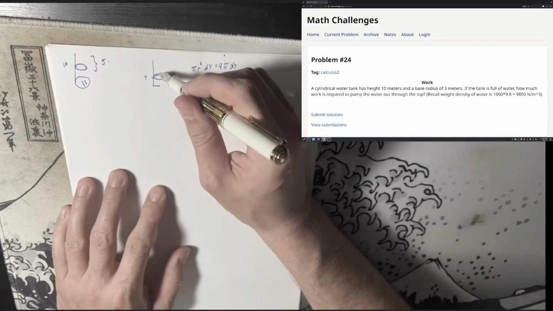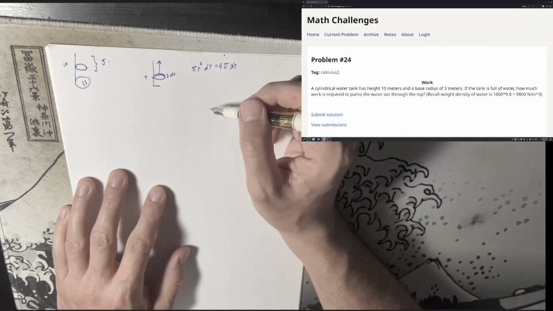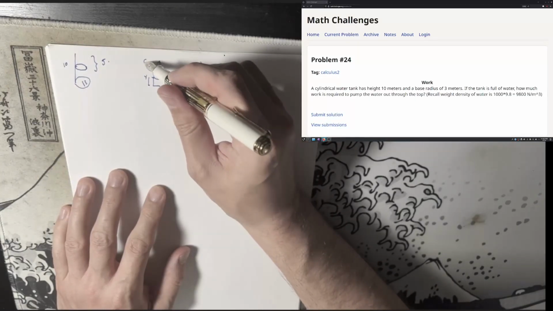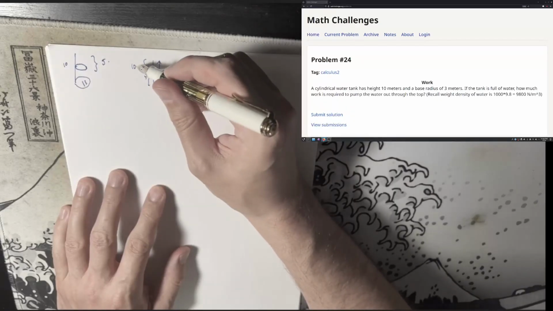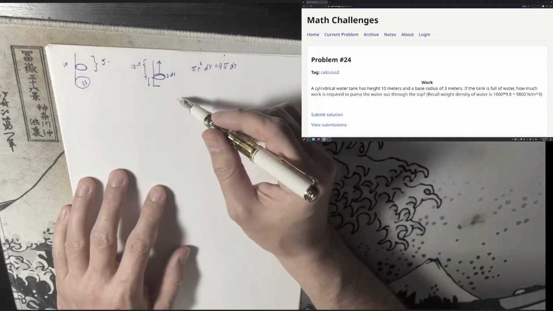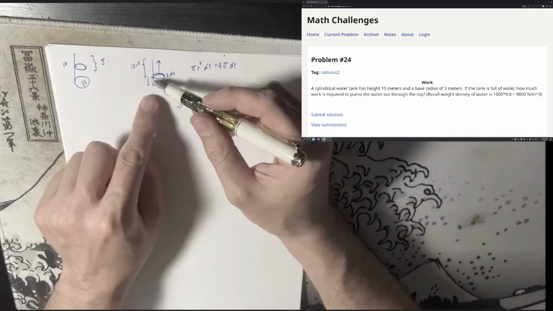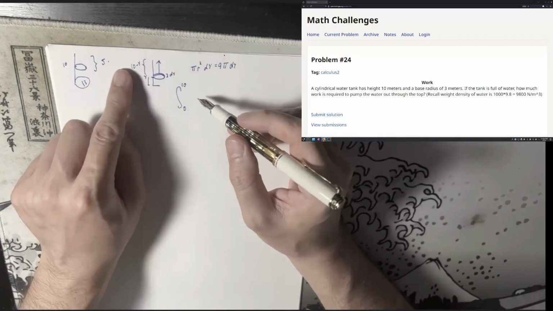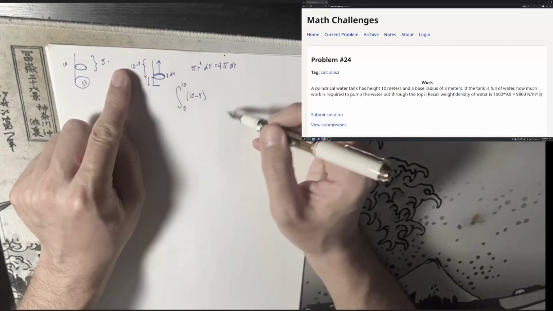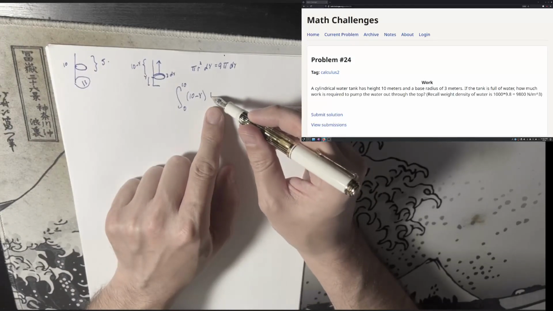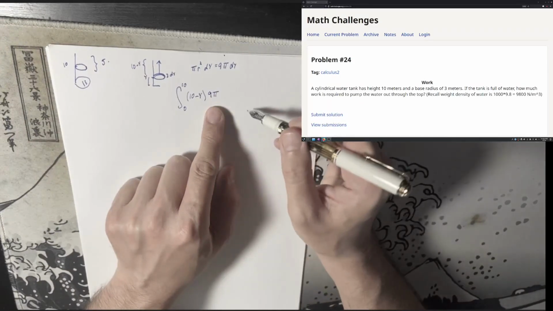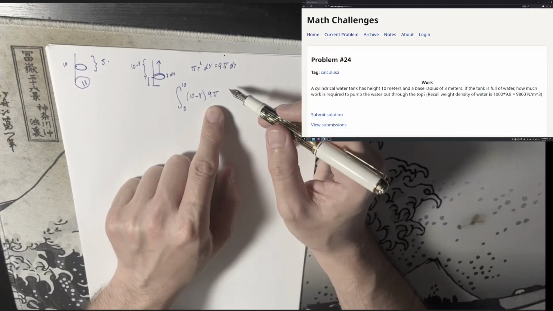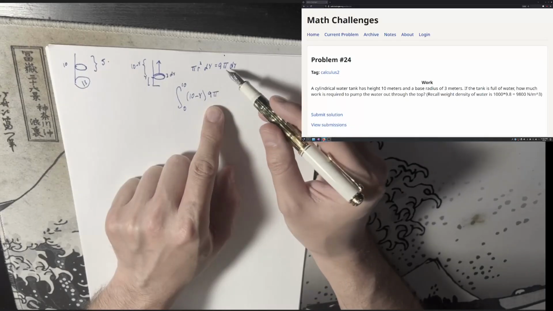And then you have to move this a certain distance. This slice, if this is a height y, then the distance you're moving is 10 minus y. So we would usually integrate as y goes from 0 to 10. This is the distance. And the force we're integrating is, I didn't actually turn it into a force yet. This is a volume, 9 pi dy, right?